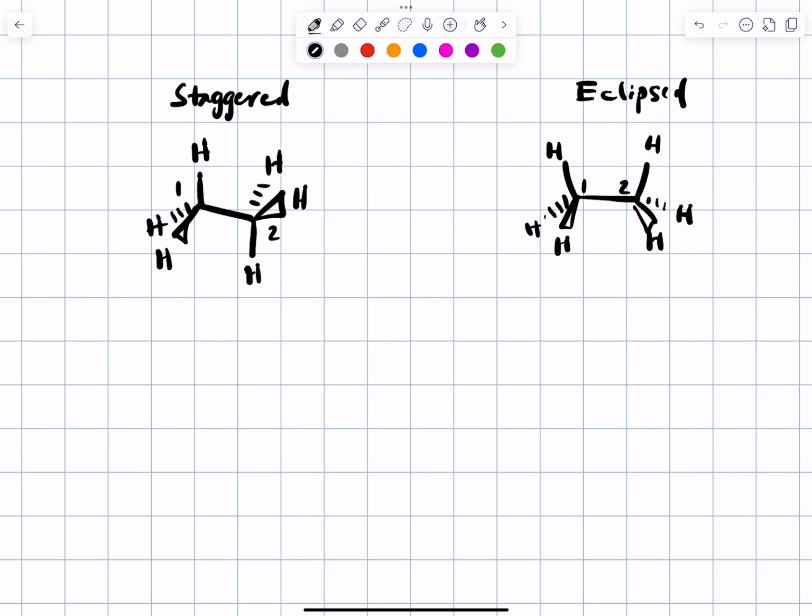eclipsed. To illustrate this, we'll use something called the Newman projection.